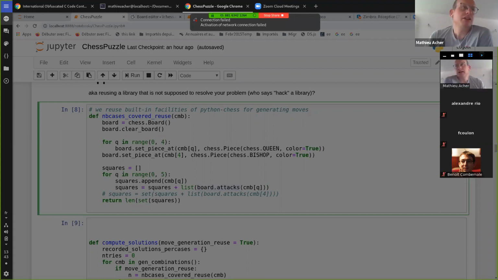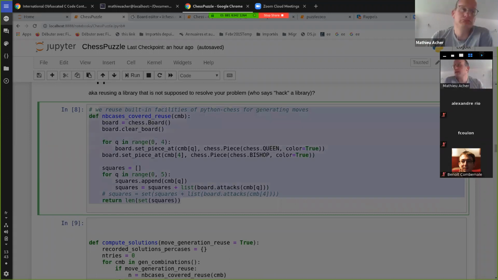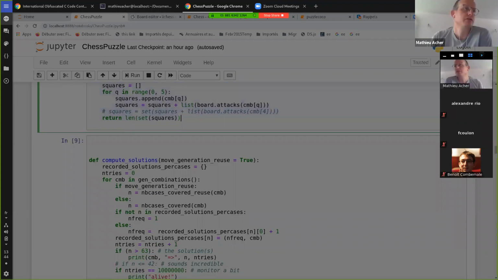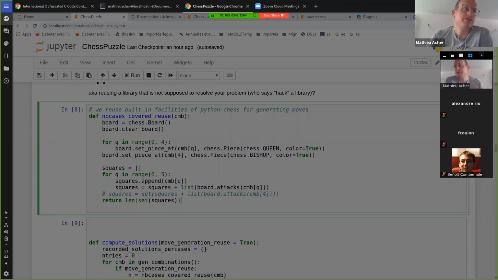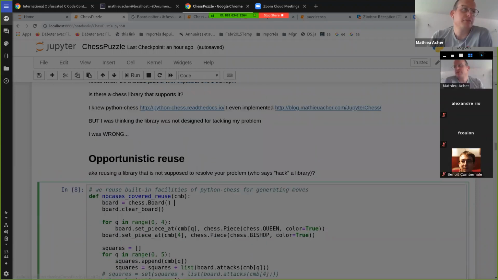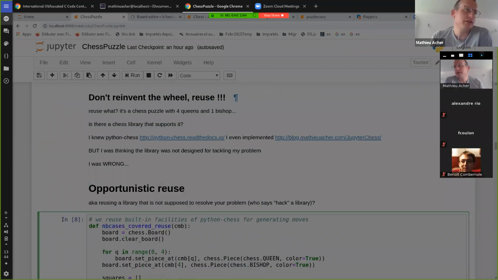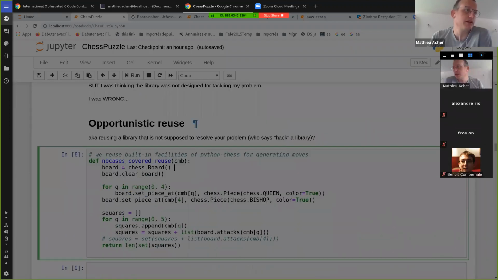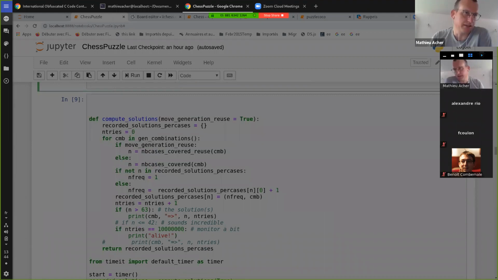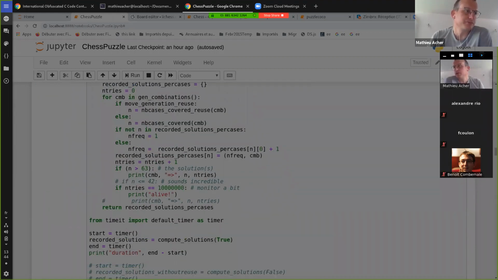the squares controlled by a piece. So I think it was a bit incidental because, again, this library was not designed for that, but in fact, I could opportunely reuse this library to have a much more concise solution. And in fact, I made a mistake here, I think. Instead of spending 3 hours reinventing the wheel, I should have reused this library and maybe it would have decreased significantly the time I needed to perform the task.